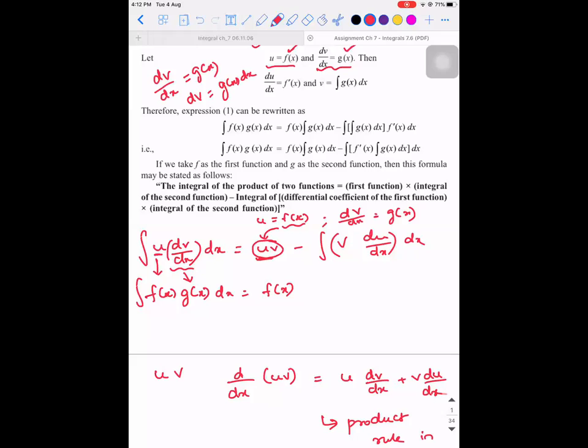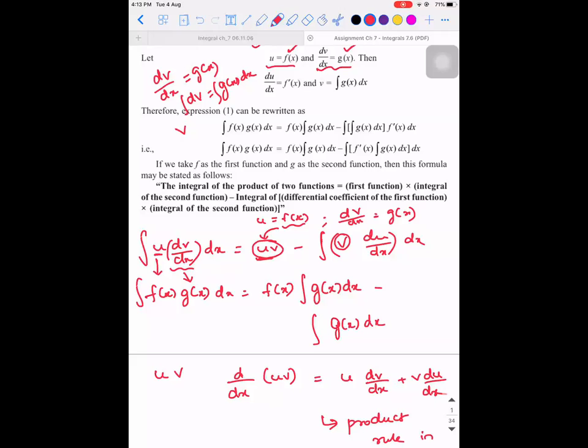Can I write it like this? Yes, sir. If I integrate on both the sides, integral of dv is nothing but integral of g of x dx. Integral of dv is nothing but v. So wherever I have v, I can replace it with integral of g of x dx. Is it clear till this step? So integral of f of x into g of x is equal to f of x into integral of g of x dx, minus what is v, guys? Integral of g of x dx.